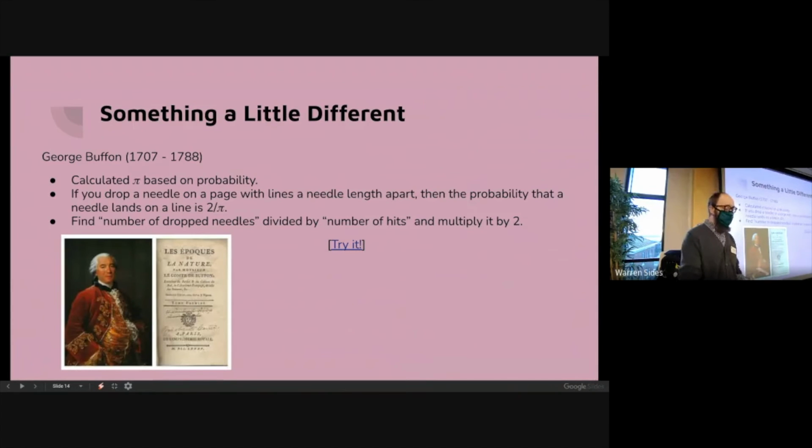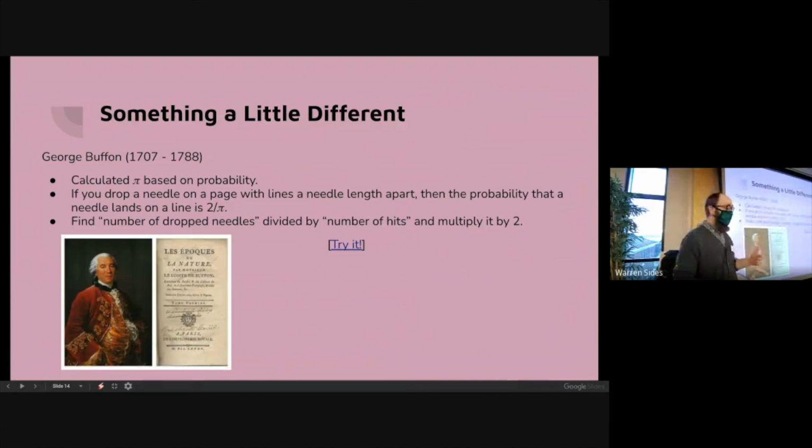This is what happened. Something a little different. I think this was also interesting, so I pulled this one out. George Buffon calculated pi based on probability. And really, he used pi in a probability thing. And this is fun. If you drop a needle on a page with lines a needle length apart, so parallel lines on a page that are the same length as a needle, and you drop a bunch of needles onto it, the probability that you land on a line is 2 over pi.